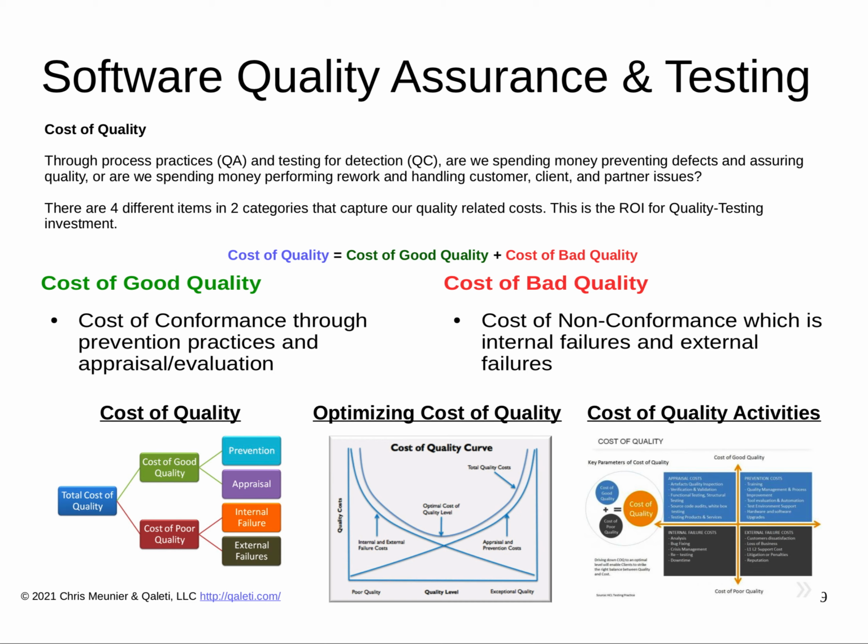Expenses due to failures inside an organization, or unfortunately, once the software is in the hands of customers and clients, are part of the poor quality side of the formula. This could include analysis of issues, bug fixing and rework, downtime, loss of business, and brand or reputation loss. With external poor quality, sometimes companies have gone as far as to change their name because the expenses were just too much to try and recover.